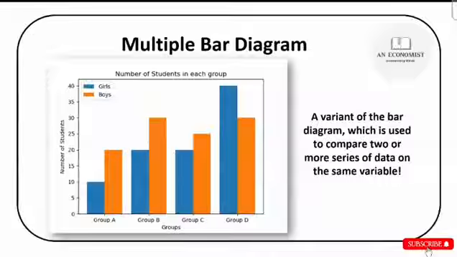And next we have the multiple bar diagram and the divided bar diagram. These are variants of the bar diagram, but I don't want to make this video longer than this. We'll cover this in the next lecture.